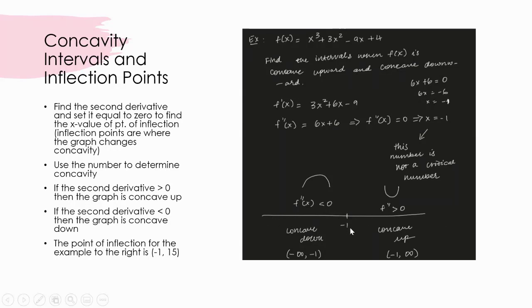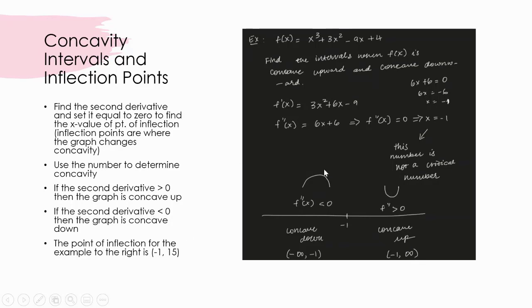So you make a sign chart, you plot it, and then you take a number less than -1. When you plug it into the second derivative, you get less than 0, so it'd be concave down. And then when you plug in a number greater than -1, like 0 or something, then it is concave up. So your intervals for the solution would be from -infinity to -1, the function is concave down, and from -1 to infinity, your function is concave up.